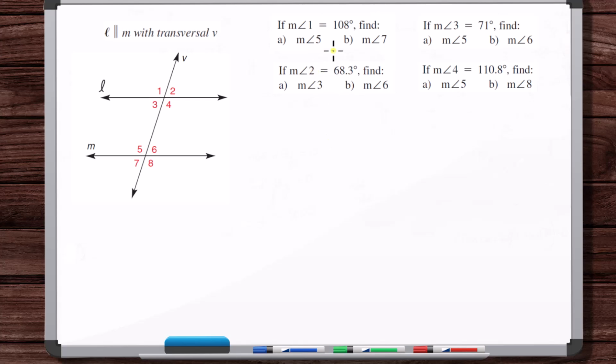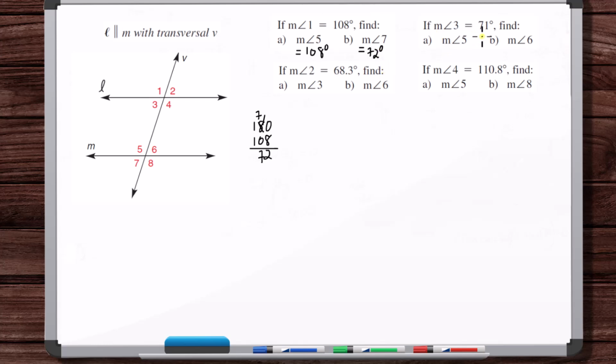So, okay. The measure of angle 1 is 108 degrees. Find the measure of angle 5 and the measure of angle 7. So the measure of angle 1 is 108 degrees. So what does that mean the measure of angle 5 is? Well, those are corresponding angles. So this is also going to be 108 degrees. What about angle 7? Well, we can use the fact that angle 5 and angle 7 are supplementary. So what is 180 minus 108? That's going to be 72 degrees.